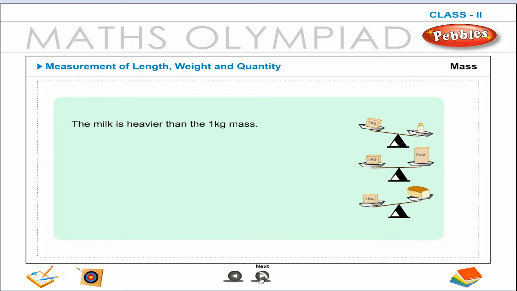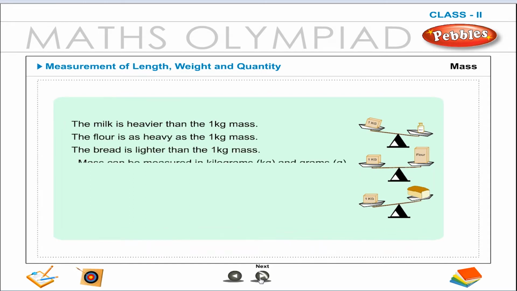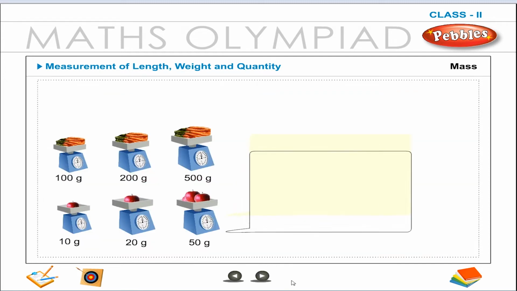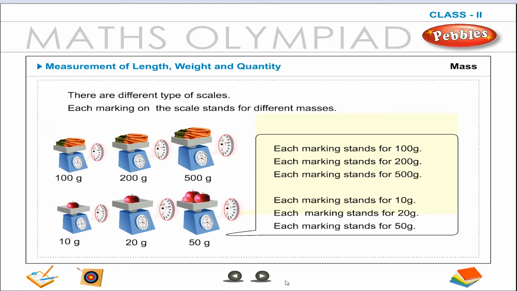Mass. The milk is heavier than the 1 kg mass. The flour is as heavy as the 1 kg mass. The bread is lighter than the 1 kg mass. Mass can be measured in kilograms, kg, and grams, g. 1 kg is equal to 1000 grams. 1 kilogram is more than 1 gram. There are different types of scales. Each marking on the scale stands for different masses.